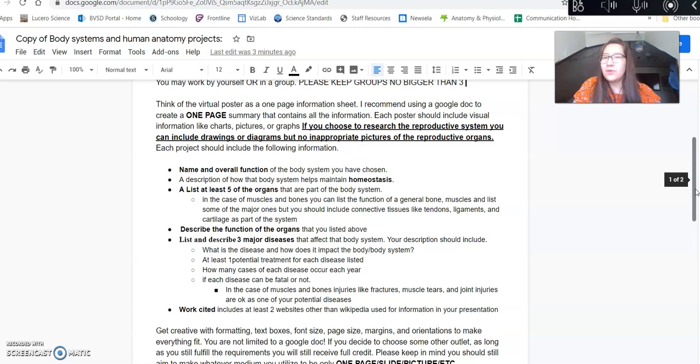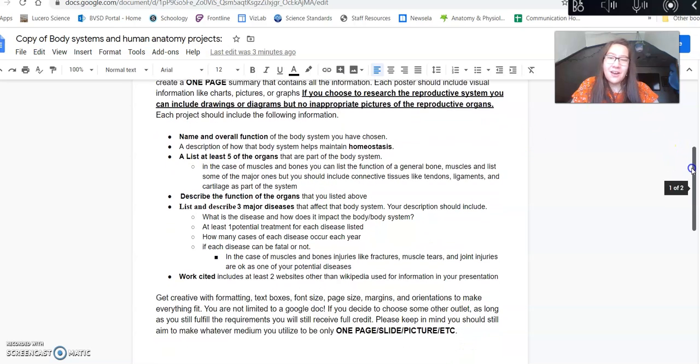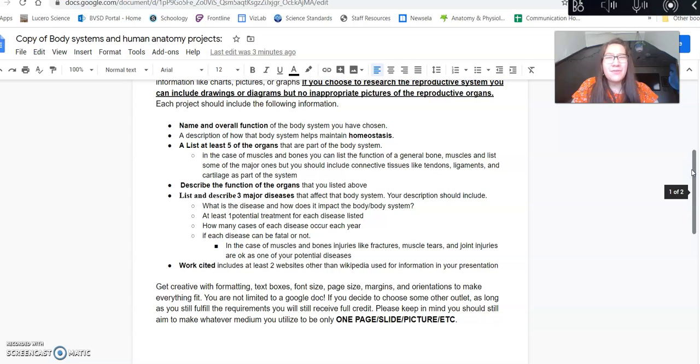So, the virtual poster is basically like a 1-page information sheet. It has to include functions, organs, diseases, works cited, all of these things. You'll get to read that. About homeostasis, visual information as well. You might have to get a little creative to make it all fit, but you're also not supposed to be writing paragraphs upon paragraphs upon paragraphs, so you want to make sure that you're keeping it short, sweet, and to the point.